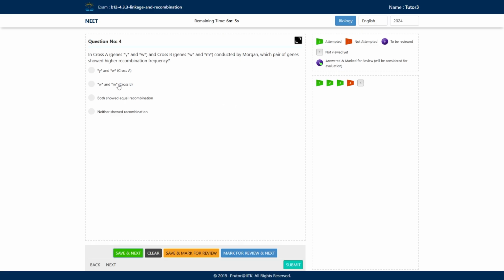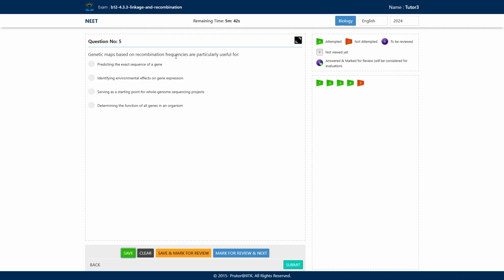So the correct answer will be option B. In cross B, the distance between W and M was more as compared to Y and W. So these two were loosely linked, and the number of recombinants was more as compared to cross A.